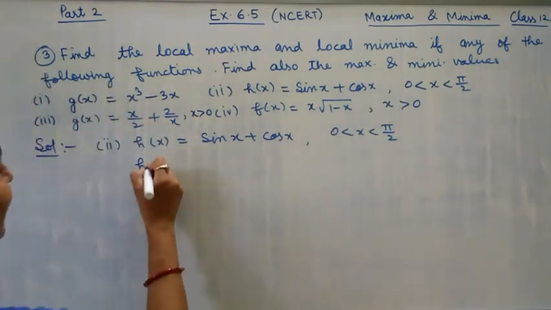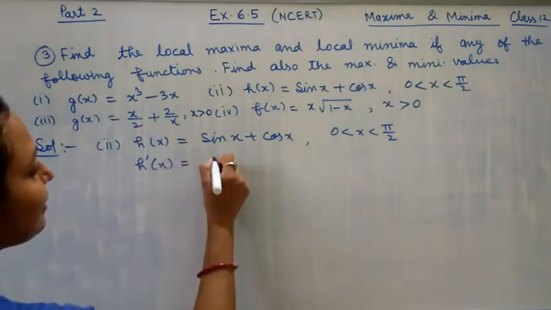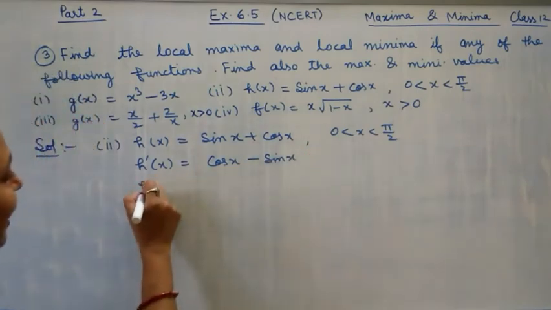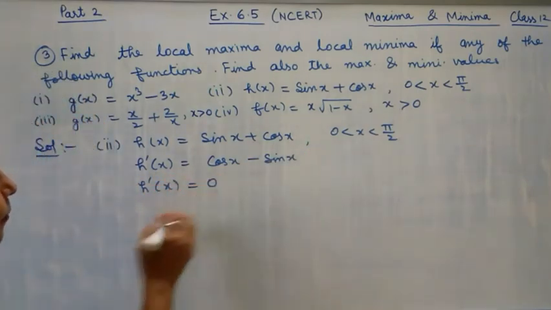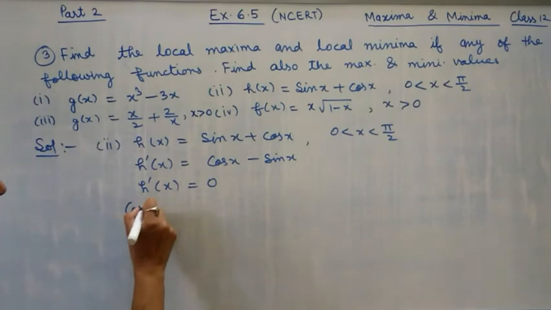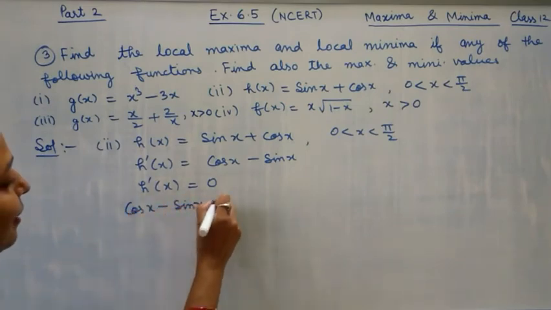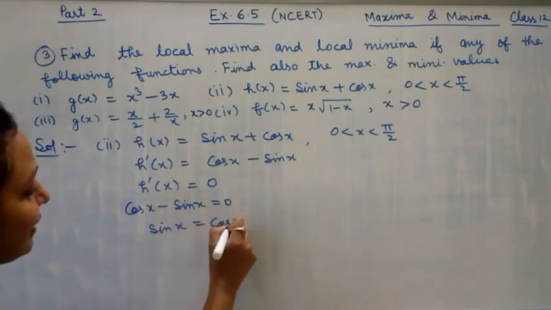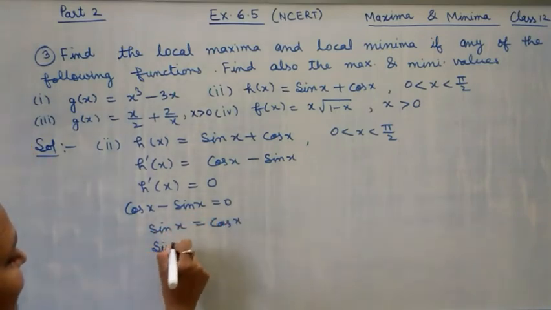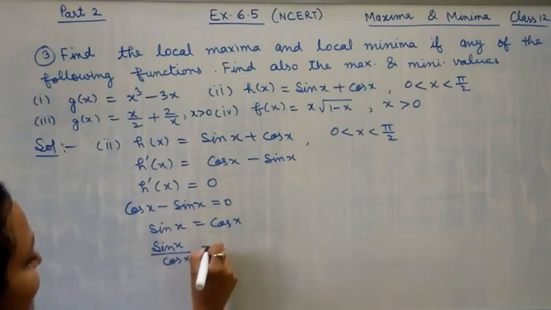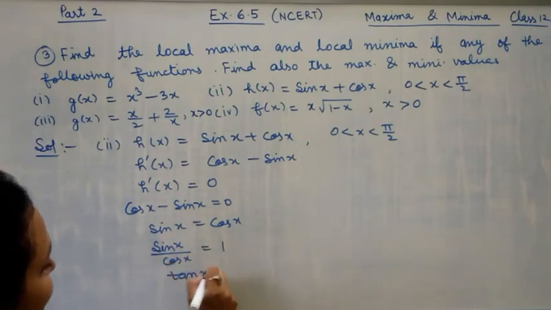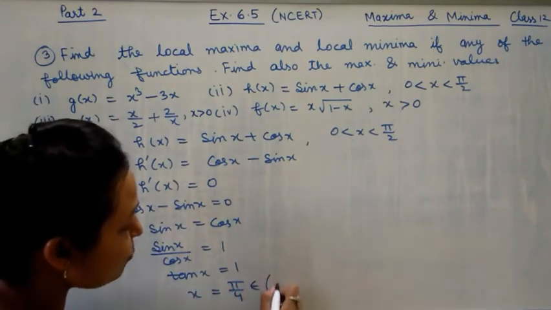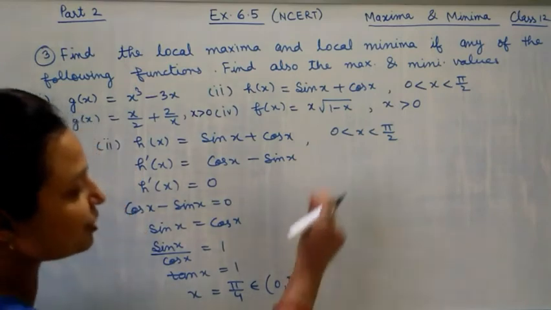I will start with the derivative. The derivative of sine is cos, and of cos is minus sine, right? I will equate it to zero in the third step using critical value points. cos x minus sin x is equal to 0, then sin x is equal to cos x. So I will take this cos in the denominator: sin x upon cos x is equal to 1. Then tan x is equal to 1 and x is equal to pi by 4. Yes, it belongs to the open interval 0 to pi by 2, which is given to you.